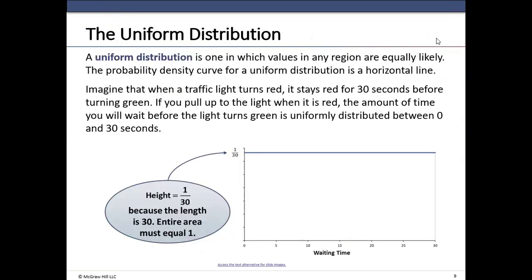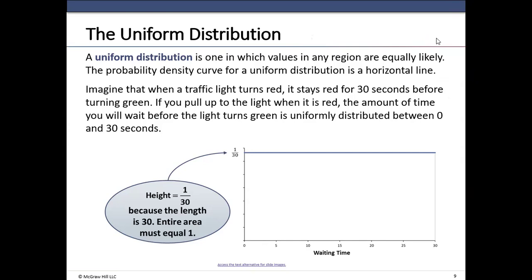A uniform distribution is one in which the values in any region are equally likely. The probability density of a uniform distribution is a horizontal line. Imagine when a traffic light turns red. It stays red for 30 seconds before it turns green. If you pull up to the light when it is red, the amount of time you will wait before the light turns green is uniformly distributed between 0 and 30 seconds.